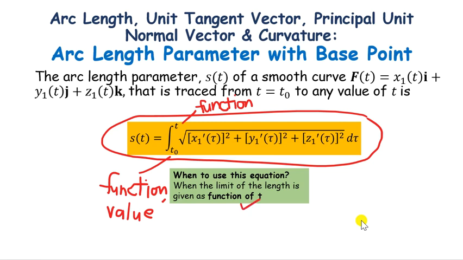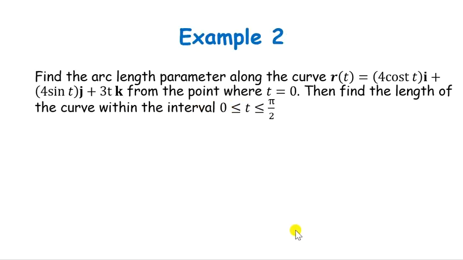To get a better understanding, let us try example 2. Find the arc length parameter along the curve R, given as the vector R equals 4 cos t i plus 4 sin t j plus 3t k, from the point where t equals 0. Then find the length of the curve within the interval t must be bigger or equal to 0 and t must be smaller or equal to pi over 2.